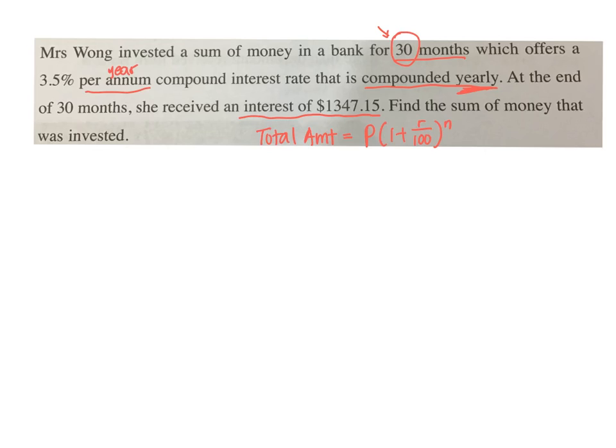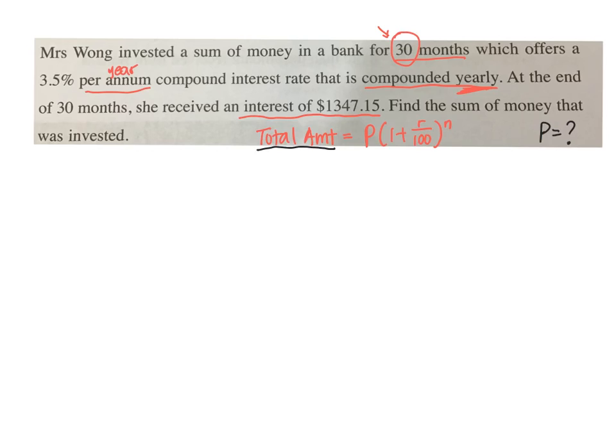1347.5. Notice this is just the interest, but in our formula, there's no interest. Our formula is total amount. How do we find the total amount then? Find the sum of money that is invested. So I do not know the sum of money, which is, I'm looking for P equals to what value.